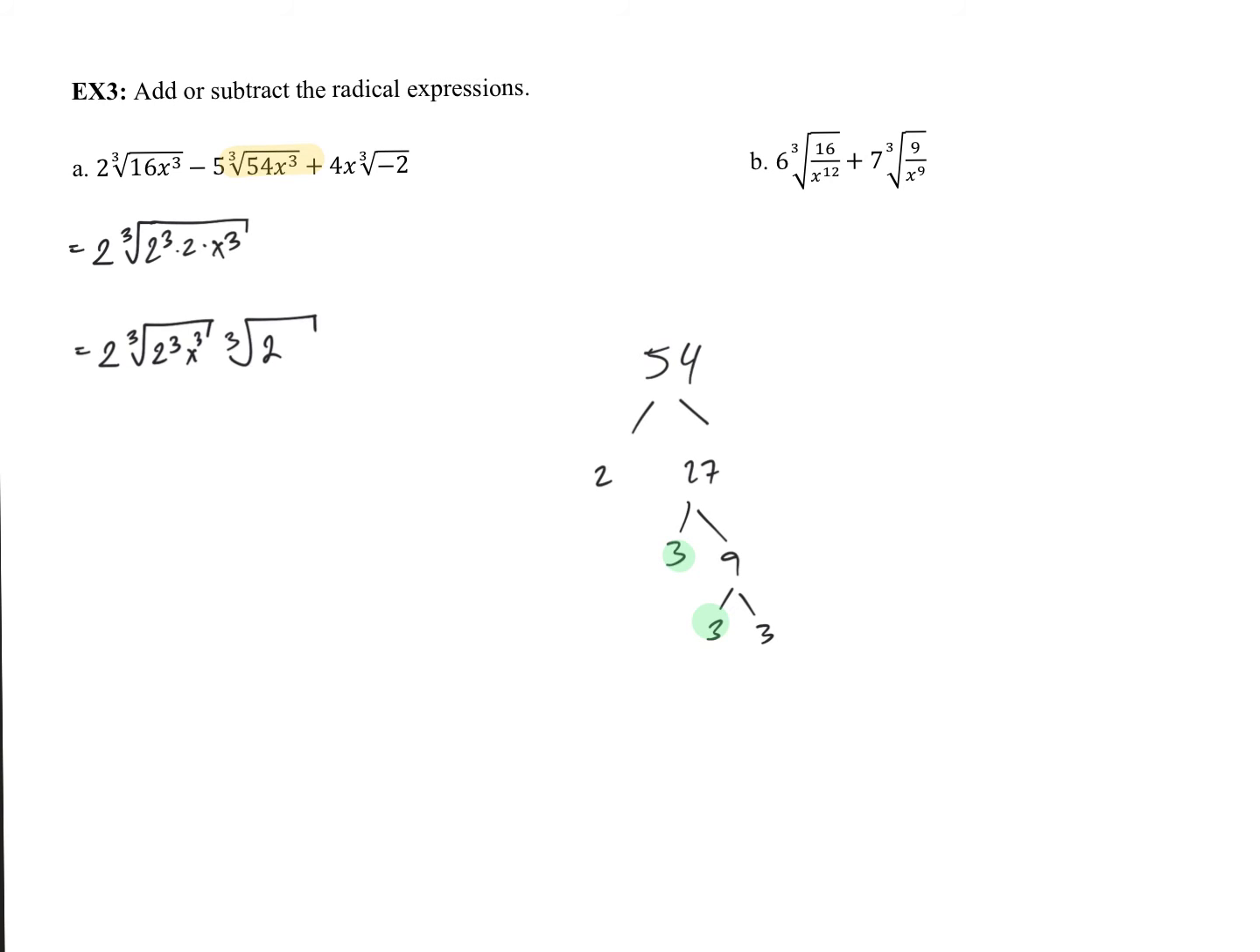So I can rewrite 54 as 3 to the third power times 2. Okay, so let's go ahead and do that. So that's going to be minus 5 cube root of 3 to the third power times 2 times x cubed. And we can rewrite that one into the perfect and imperfect cube roots.